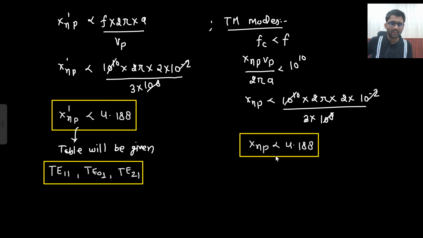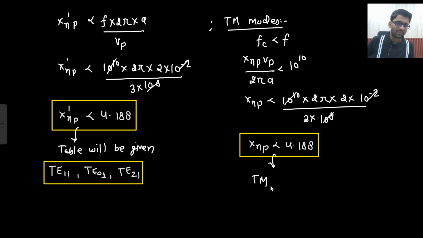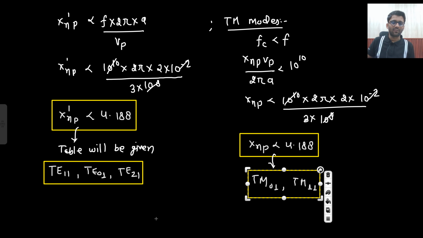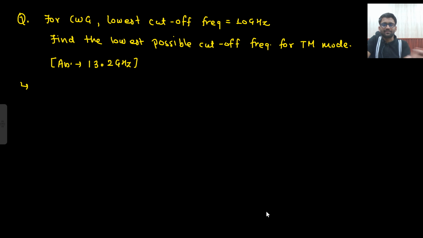right? So from here the table will be given and you will get to know that only two modes are propagating, TM01 and TM11. The table will certainly be given in the examination if they ask these kinds of questions, or they will give the curve. What I feel is that most probably they will give the curve because they want you to understand the curve, and in our theory we have seen the curve as well, right? Okay, let's move to the next question.